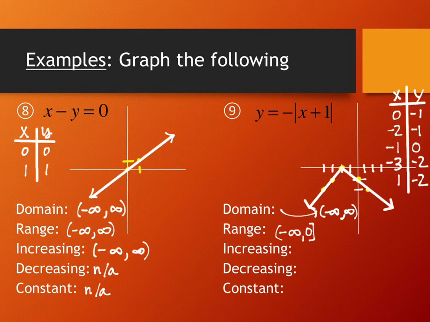How about increasing, decreasing, constant? Let's start at the far left. What is it initially doing? It's actually increasing initially, right? So it's increasing from negative infinity to 0.